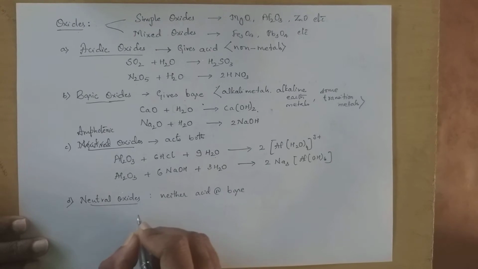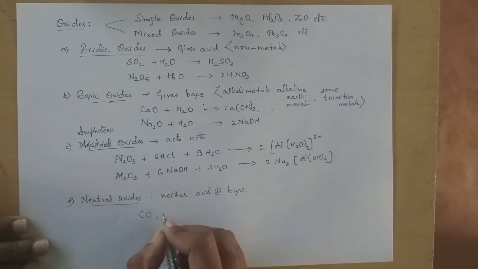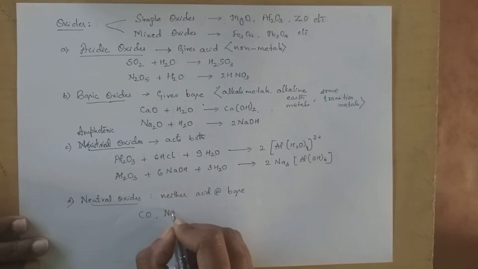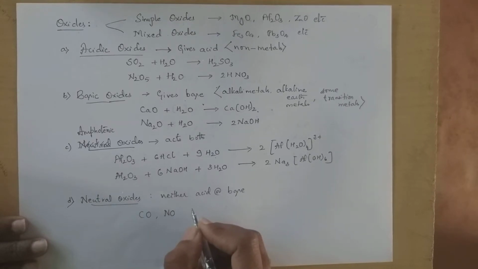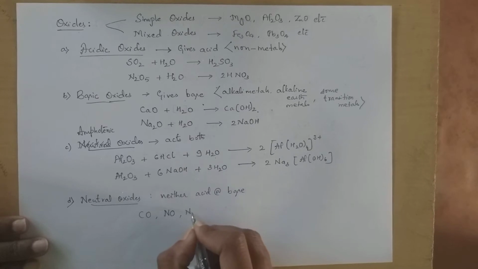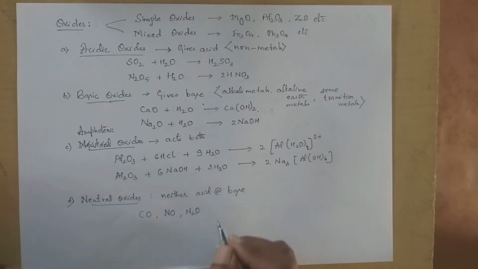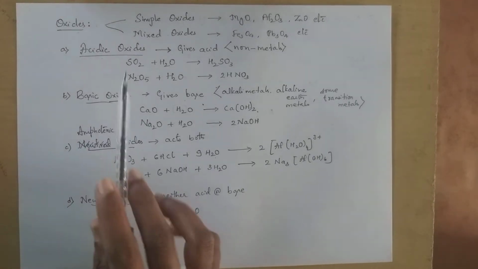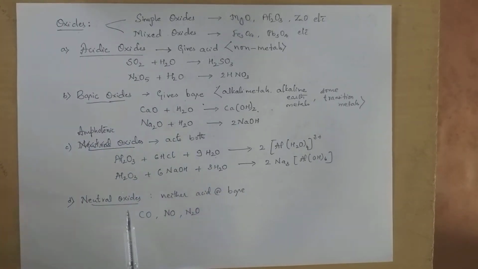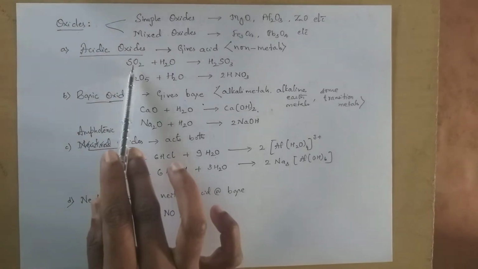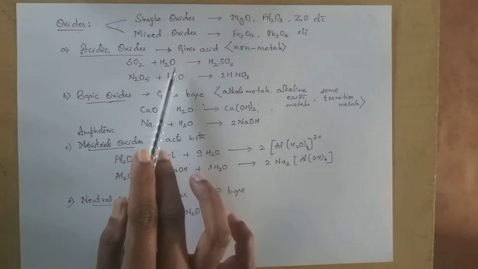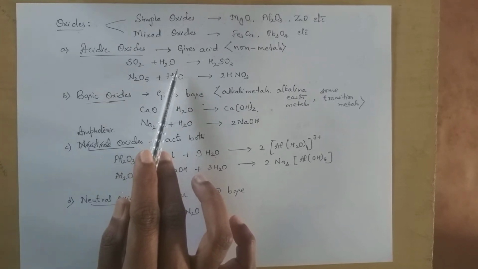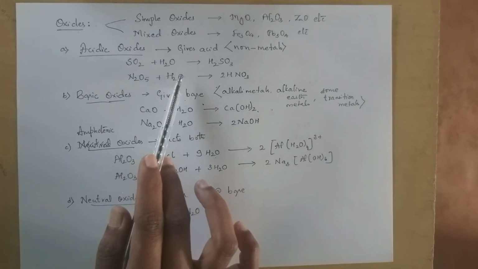We have examples, that is carbon monoxide, then nitric oxide. We have several examples for neutral oxides, and even N2O, dinitrogen oxide. So overall we have four classifications: acidic, basic, amphoteric and neutral. Acidic oxides give acid when treated with water. Generally non-metal oxides are acidic in nature.